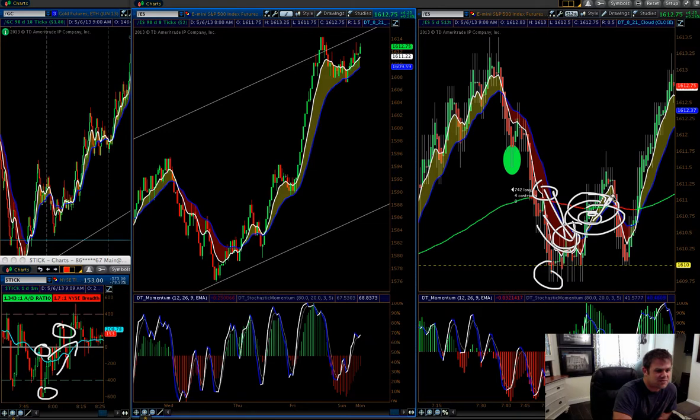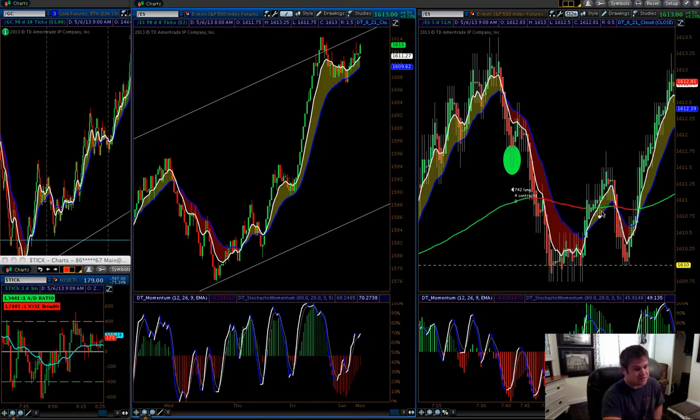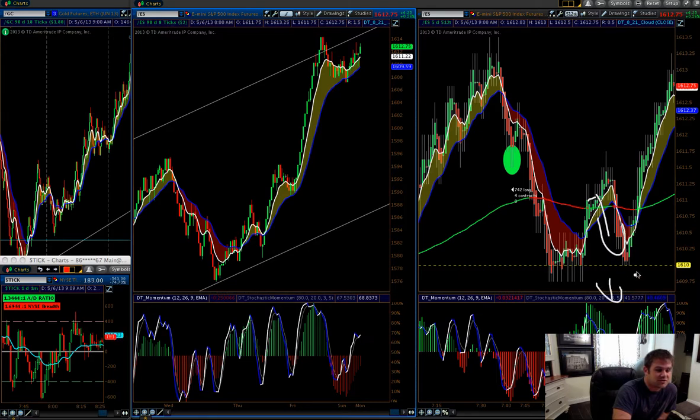Sure enough, it chopped up a little bit. This took a long time. For an ES trade, this took a long time here, guys. A lot of chop in here. But basically, I didn't see any ability for this to follow through to our final target, which is a little bit further down here. And I saw this starting to push up. So I said no to this trade.